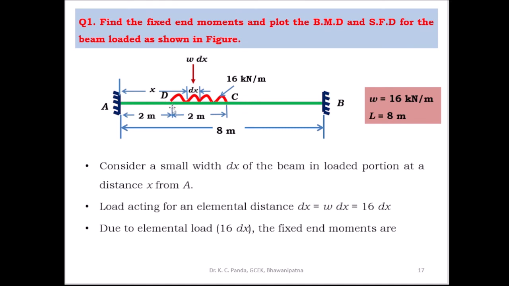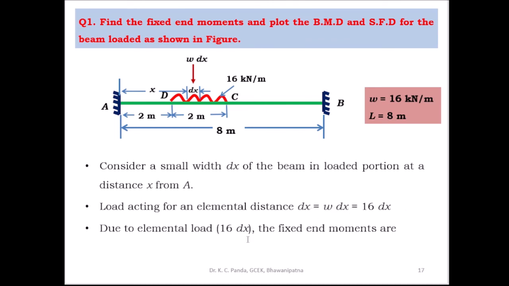C to D, that is after 2 meter length from the support A, then the UDL is present for a length of 2 meter, that is C and D. AD length 2 meter, then CD length the UDL is present, and BC length is 4 meter, and W is given 16 kilonewton by meter, and the length is given 8 meter. So here also you have to take a small element dx at a distance x from the support A, and here you have to take W into dx. The total elementary load is equal to W into dx, and W is given 16, that is 16 into dx.